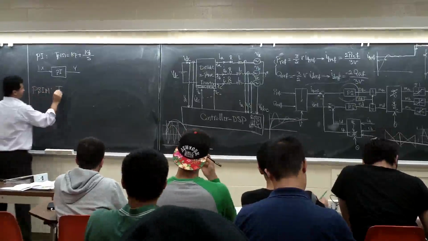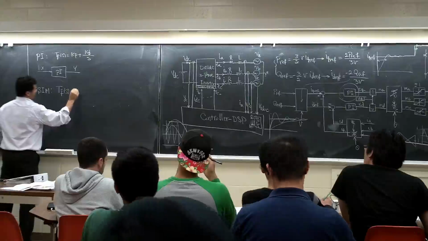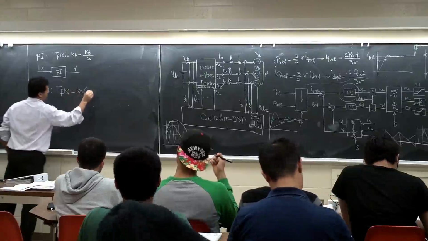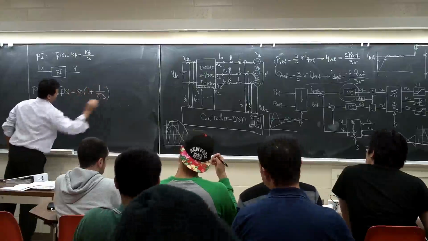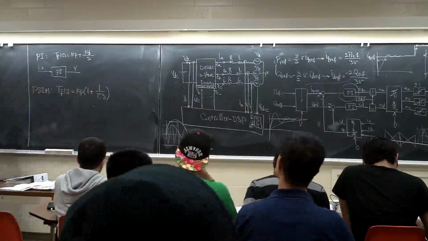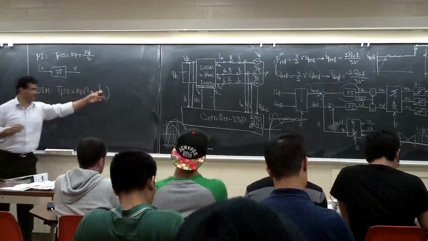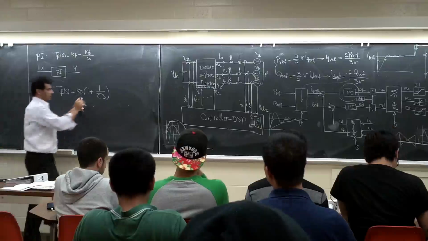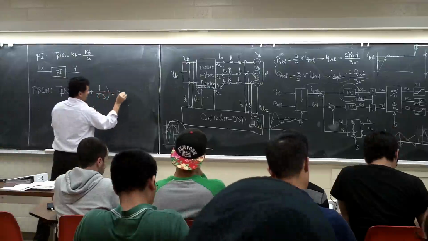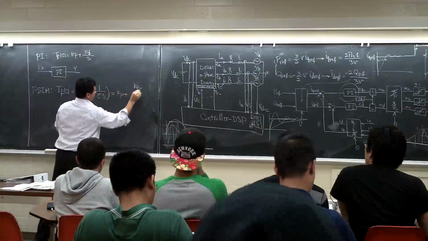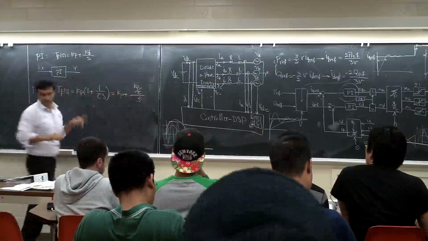In PSIM, they use it this way. The transfer function is Kp times 1 over tau. See, 1 over S is still this. Multiply this one. What is this one? It's going to be Kp plus Kp over tau over S, right?